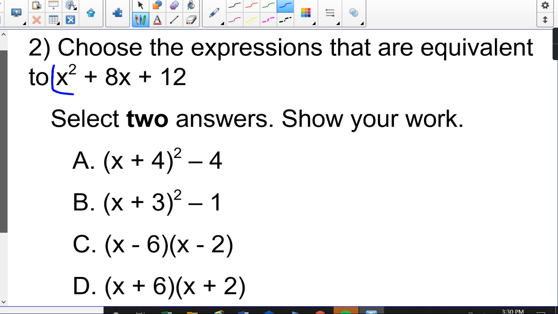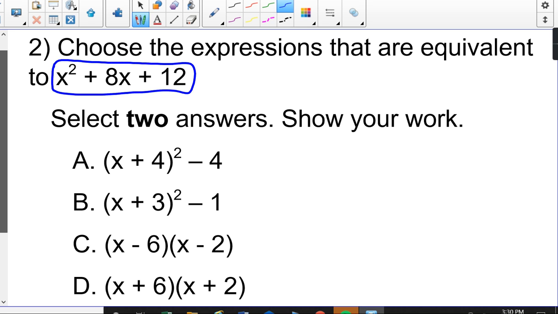I was given an expression like this. This is called standard form. If you look at choices A and B, those are in vertex form, okay? Like perfect square form, I sometimes say, because we have to complete the square to get to vertex form. And then C and D are in factored form. So we want one of each.